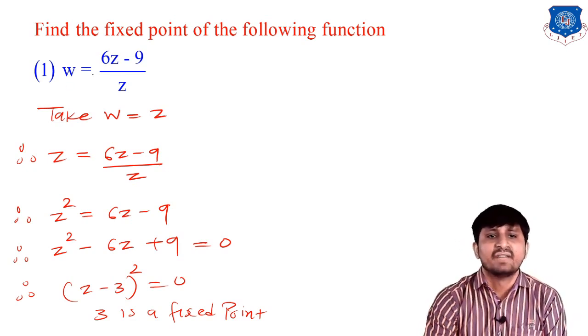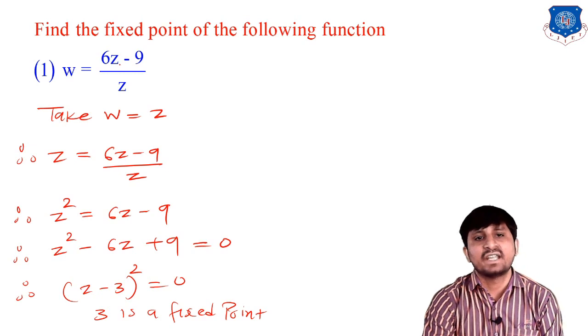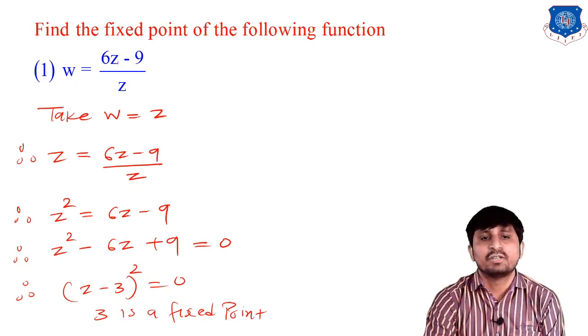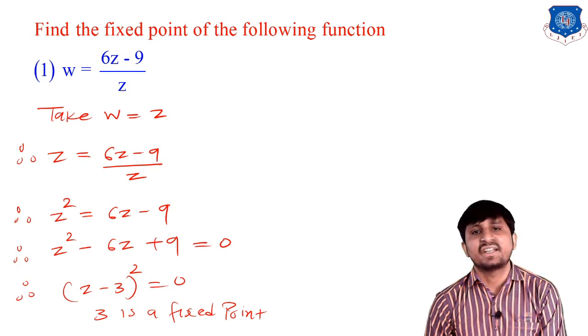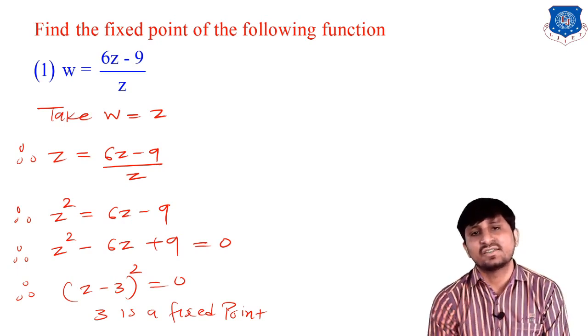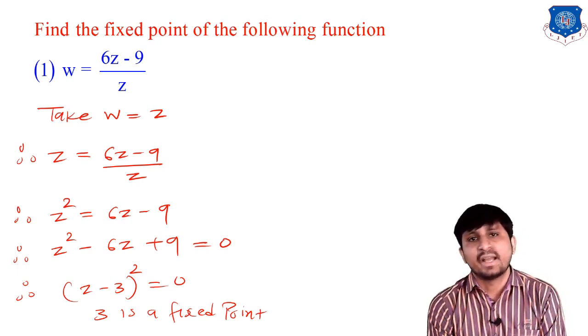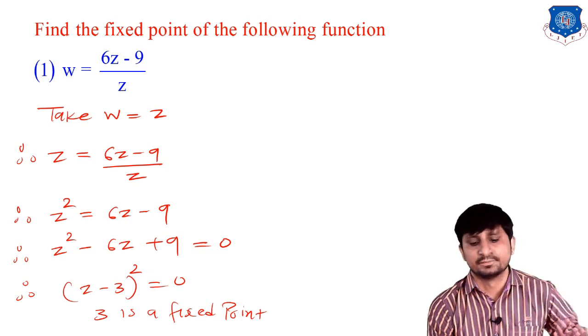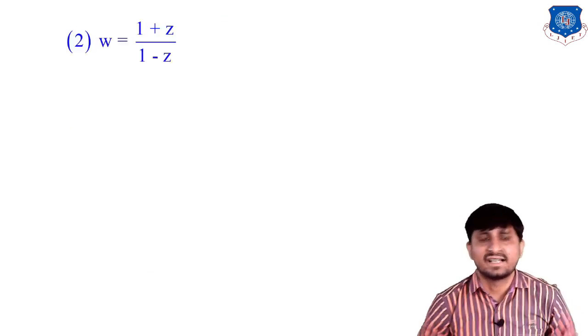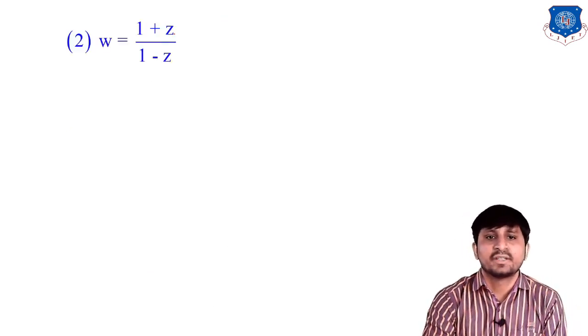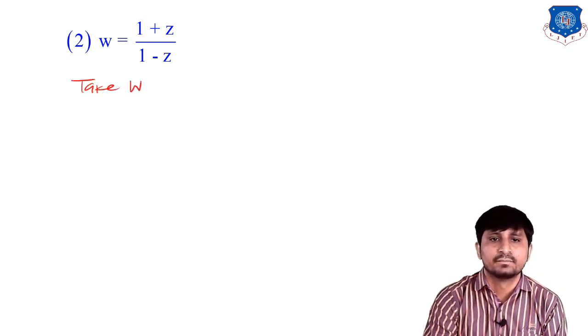You can see that when we take z equal to 3, so again we take w equal to 3, say 6 into 3, 18, 18 minus 9, 9 divided by 3, so 3, so w equal to 3. So that's why 3 is a fixed point, because the image of 3 is also 3 under this given bilinear transformation.